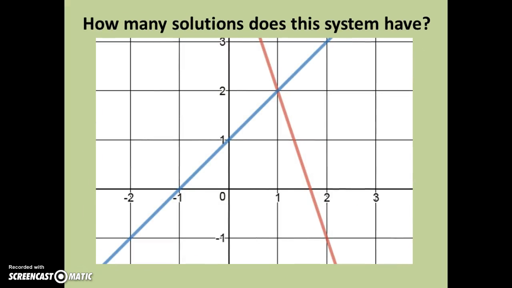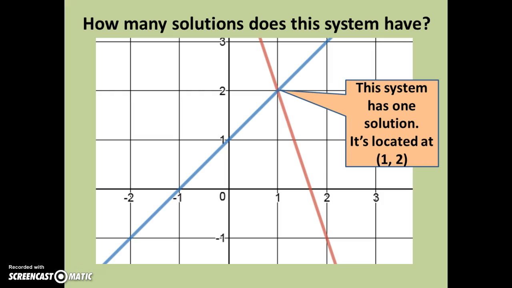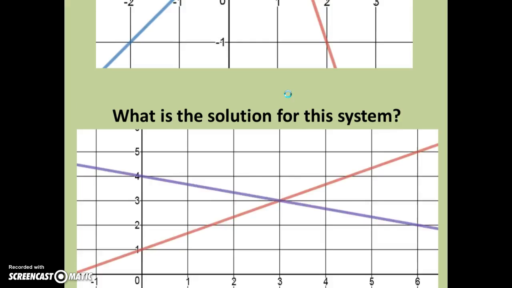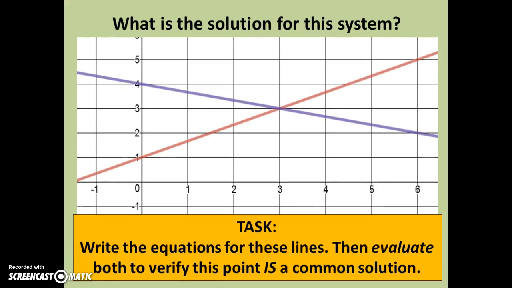So how many solutions does this system have? Well, this system has one solution, and it's located at (1, 2). So we know that that's a common solution to the blue line, and it's a common solution to the red line. That point is part of both those lines. So what is the solution for this system? Your task is to write the equations for these lines, then evaluate both to verify that this point is a common solution.